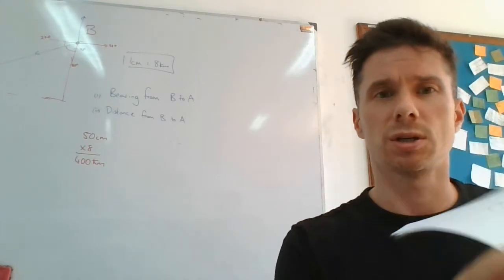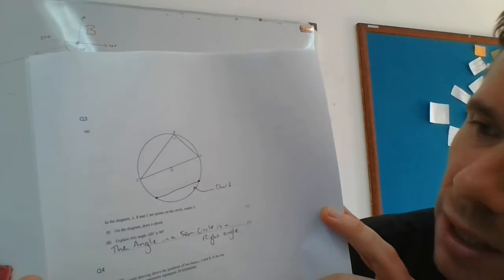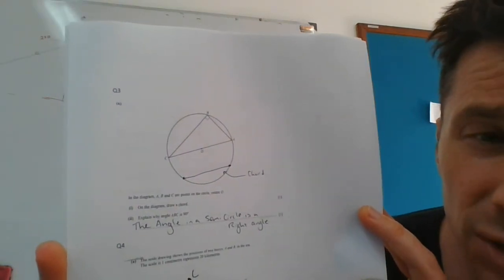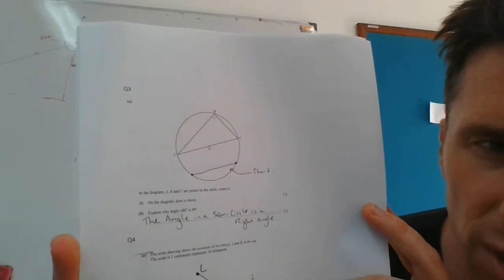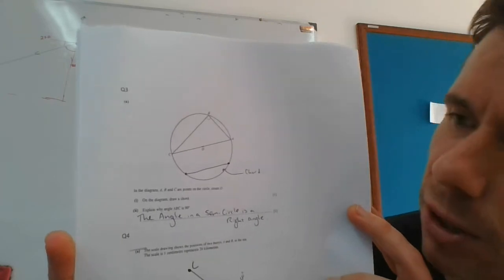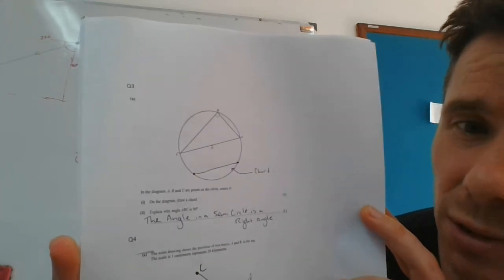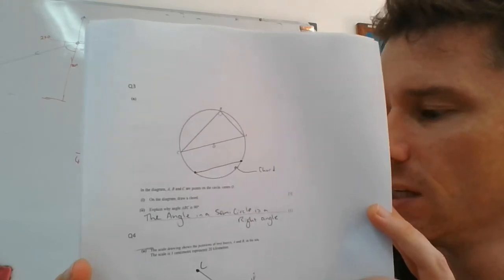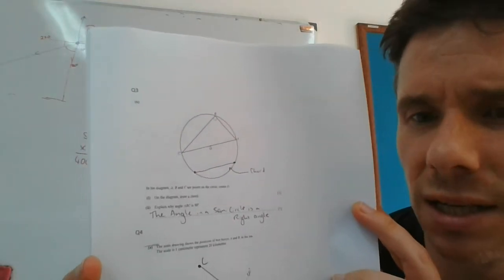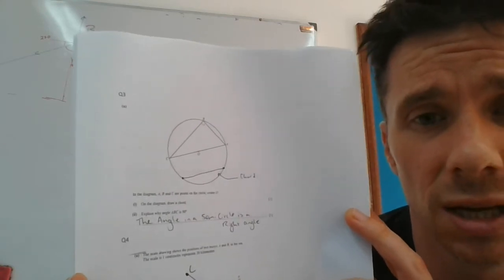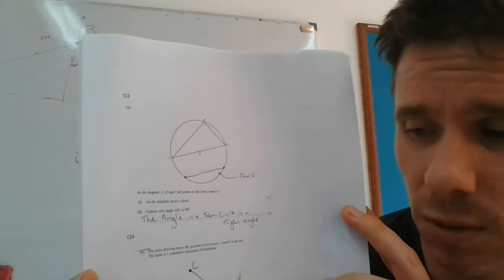Okay, so question 3 here on top asks for drawing a chord. So I've just drawn a chord. It's a line that doesn't go through the center of the circle, but does go from side to side in a circle, so it touches two sides of the circle. And why is it 90 degrees? Well, that's one of our theorems on page 206, 207. You need to be able to recognize that, and it's because the angle is in a semicircle, so it's from a diameter.